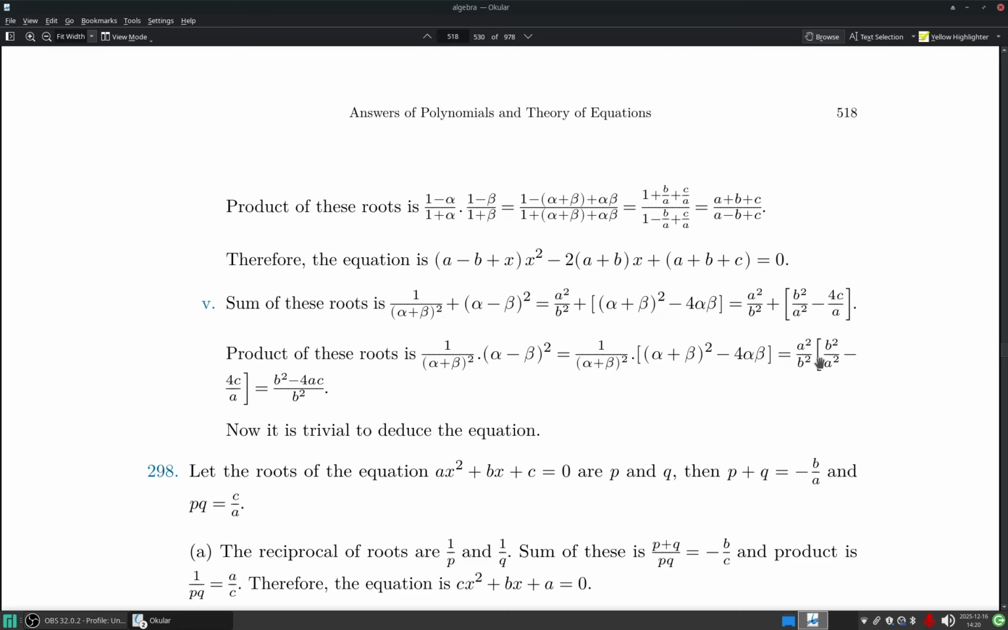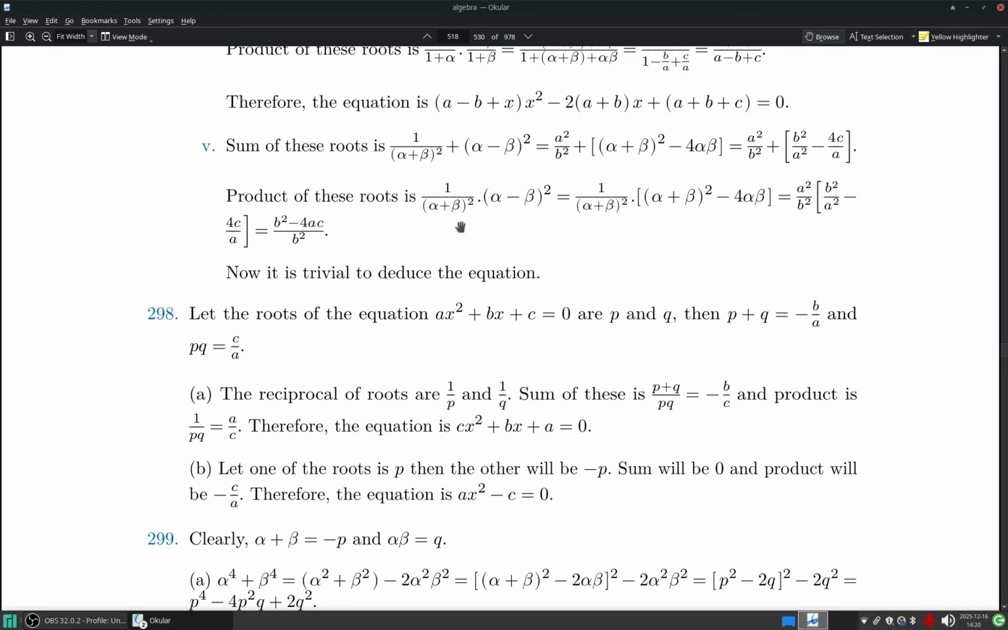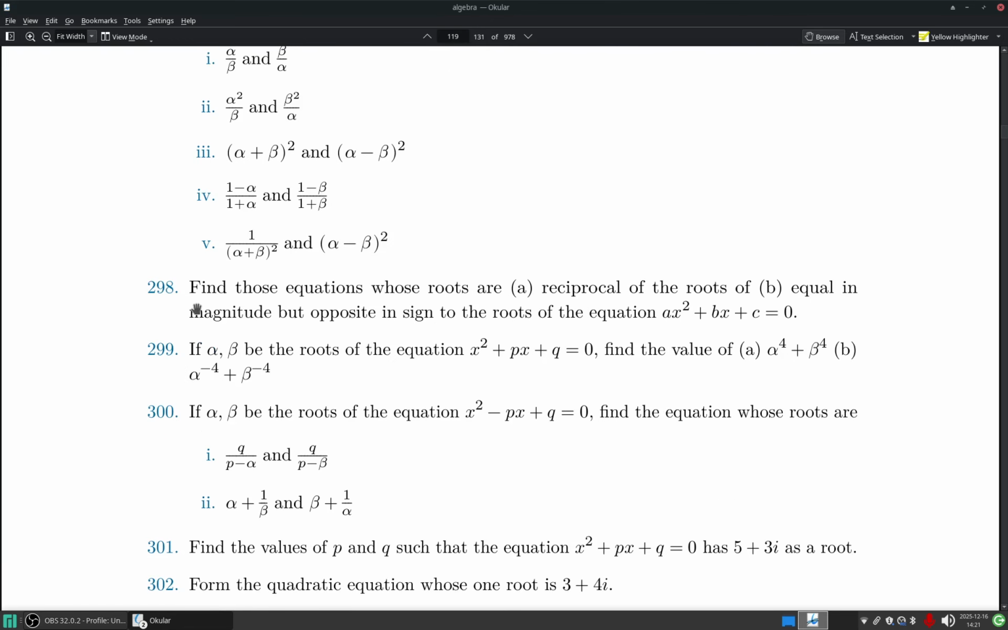Instead of plus, there would be a product sign. So once you have the sum and product, you can always find the equation. Now we come to question 298.